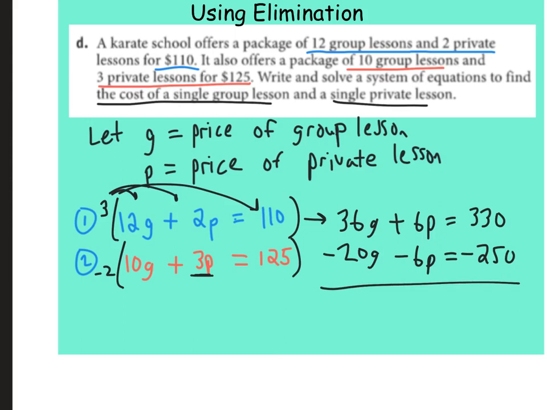Now we should have something set up nicely where we can do our little addition, which is going to eliminate. Notice what's happening with the p's there, right? They're going to eliminate, which is what we wanted. So when we add these together, 36g and negative 20g, we get 16g. The p's eliminate, which is what we needed. And then 330 minus 250 is 80. We divide both sides by 16, and we should get an answer. I believe that's 5. So each group lesson we just found is $5.